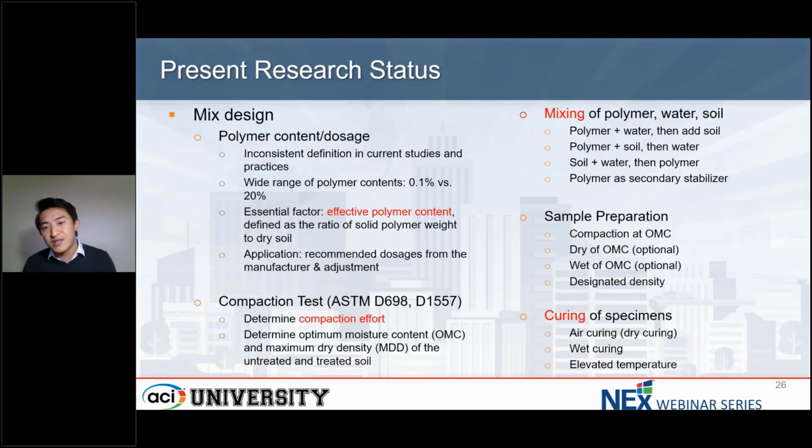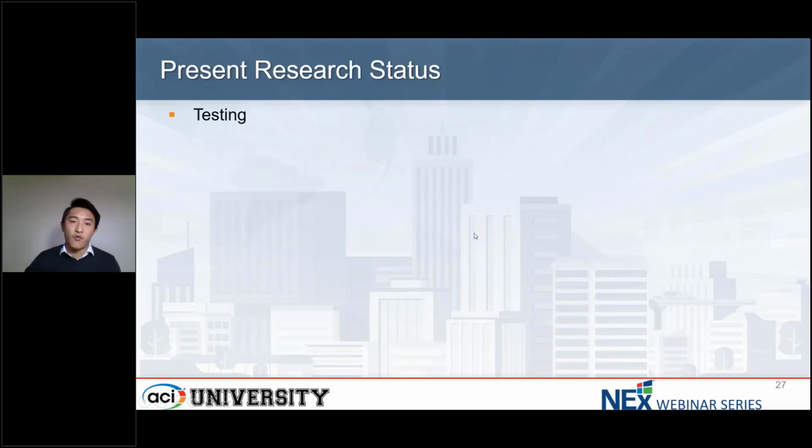And for mixing, some people ask, how do we mix things? Because sometimes the polymer itself contains water if it's a solution, and also that water may not be enough to reach OMC, so it causes a difference in the mixing sequence. Later on, I'm going to show some results to see that there is some effect based on how you mix all these ingredients. And the same goes for the sample preparation and then the curing. We always need to know those conditions, because eventually they can help us evaluate how the samples perform.